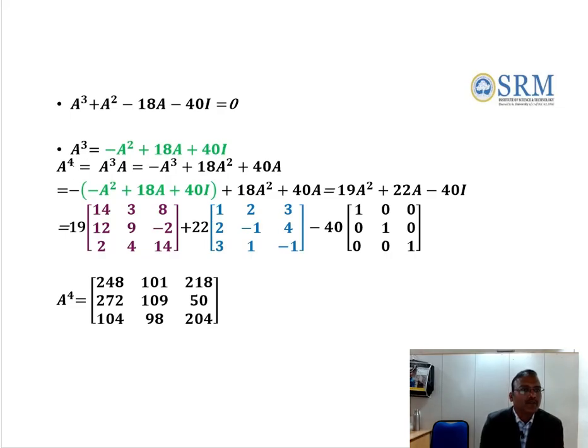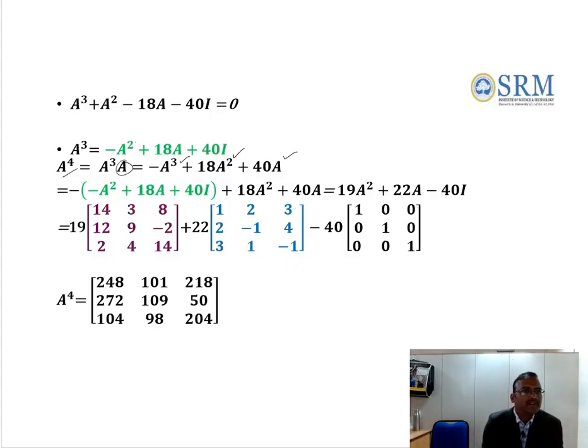I want A power 4. Therefore, you multiply A cube by A. So A power 4 is equal to A cube into A. And then if you multiply A with this A square, that gives A cube, right? And then multiply A with A, that gives A square, multiply I with A, that gives A, right?